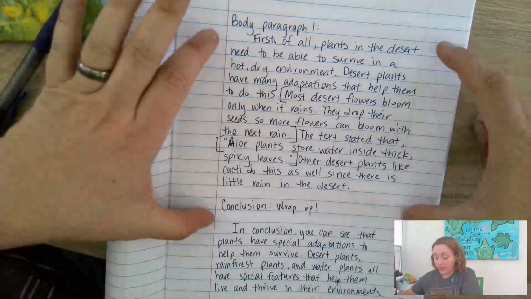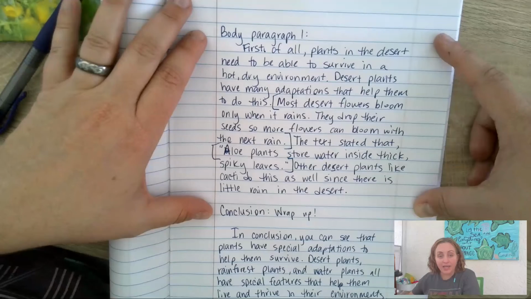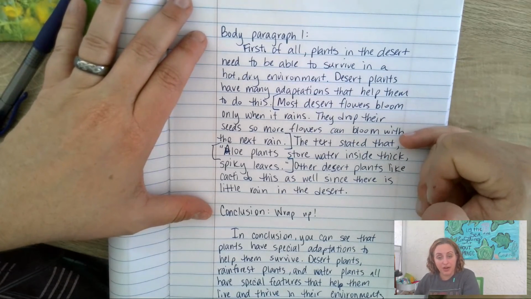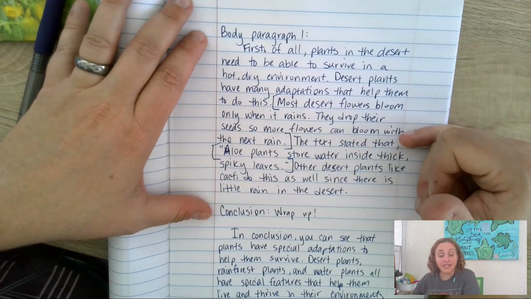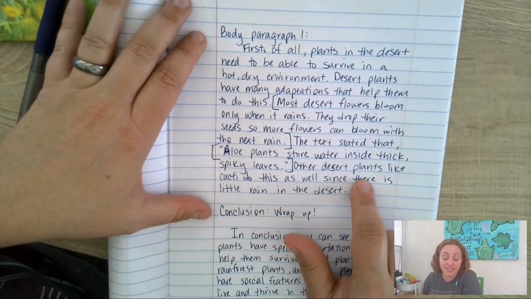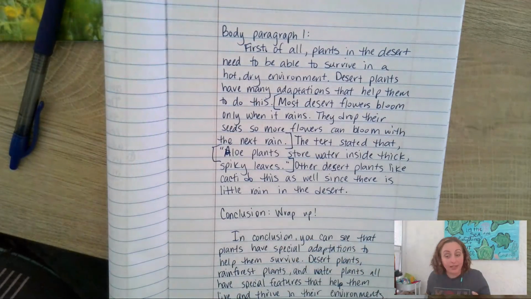But look at the body paragraph that I wrote, look at how many details it has. I gave 2 specific examples in my body paragraph, okay? I gave 2 very specific examples, and really 3 because I said that other plants do this as well. Okay, so think carefully about that.